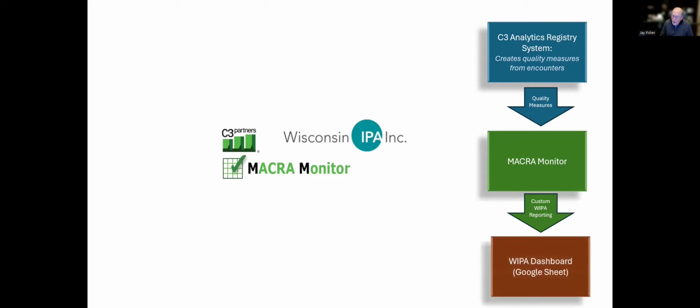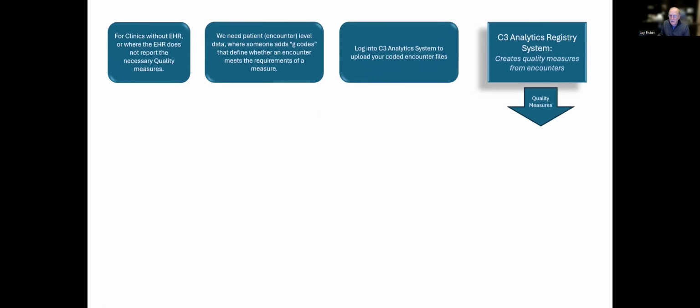And then ultimately, everything gets put into a customized WIPA dashboard, which is really a Google sheet that has the analytics and the format that the IPA needs to be able to report internally as well as to outside stakeholders. So let's start taking a look at each of those systems and see how they work and who'll use them.